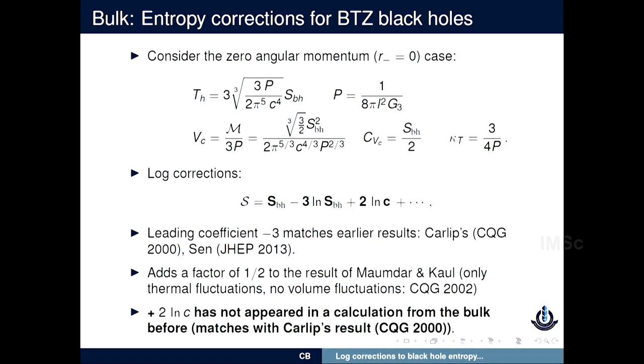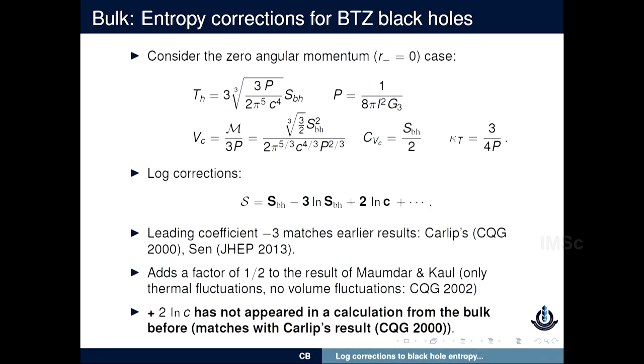But this differs by a factor of half with the computation of Majumdar and Cole. We believe that's partly because there were only thermal fluctuations and there are no volume fluctuations. So we got an additional half from the volume fluctuations, and that gave a factor of 3 here. So these computations were done for neutral BTZ black holes, and at least there was a comment in Carlip's paper that if you consider neutral black holes, there will be an additional half factor coming from that. But if you just follow thermal fluctuations, there is no way to get that additional factor of half. Okay.